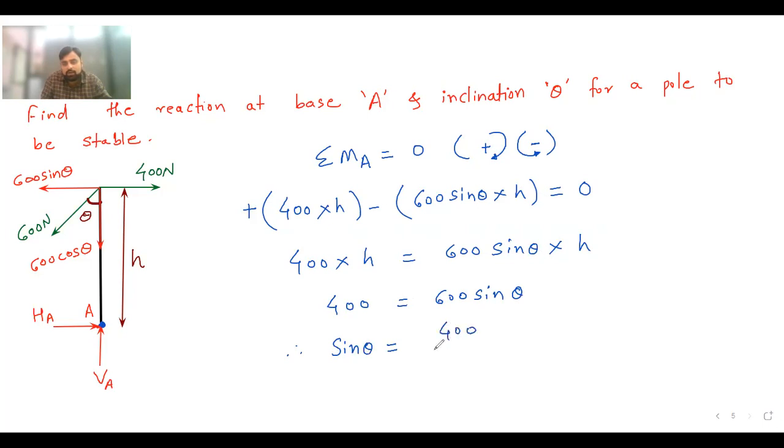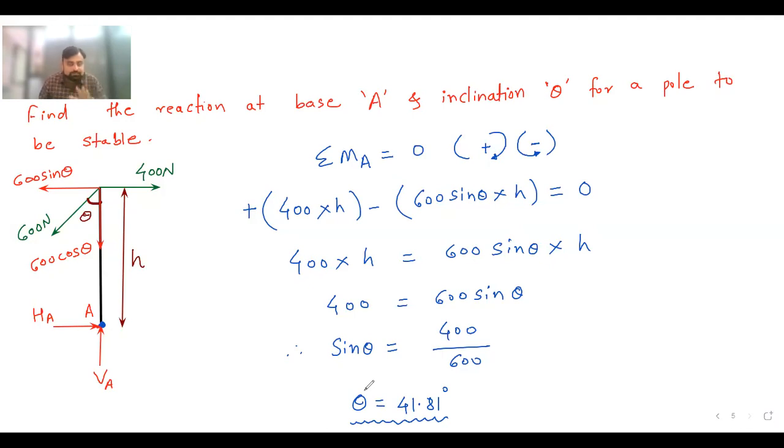400 divided by 600. Now if you solve this, you will get theta is equal to 41.81. So the answer is 41.81. So this is the answer for theta. Now I know the value of theta.